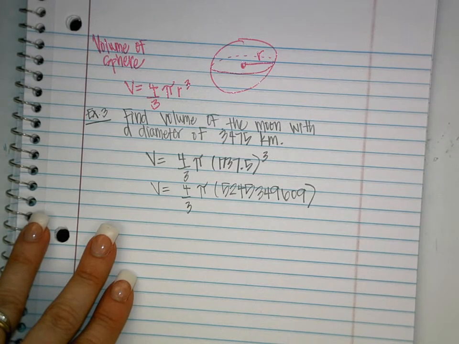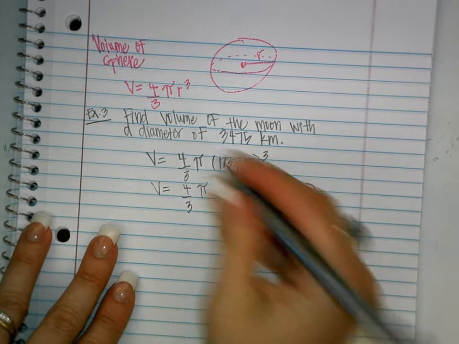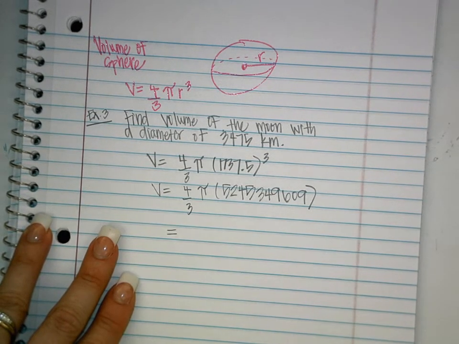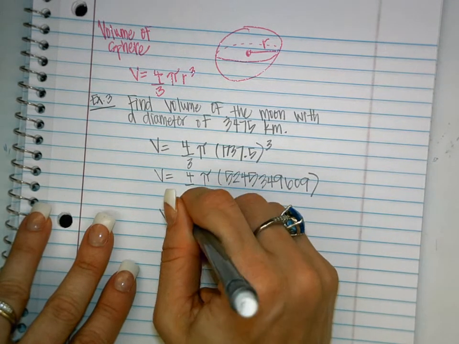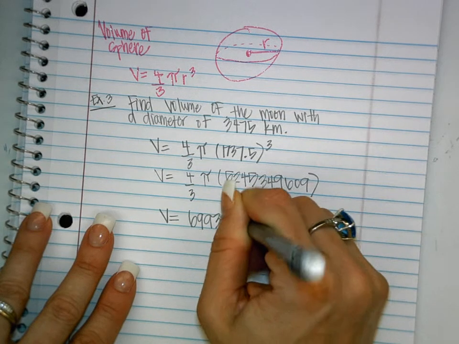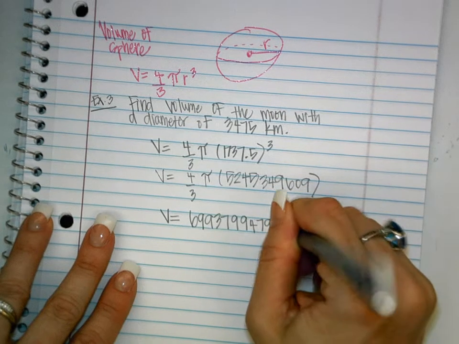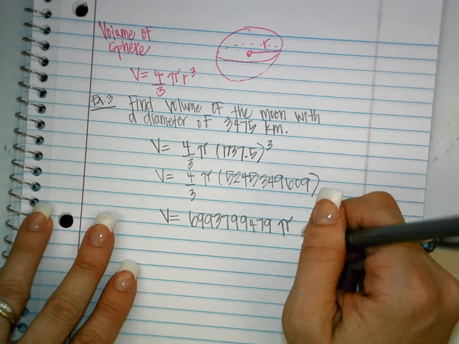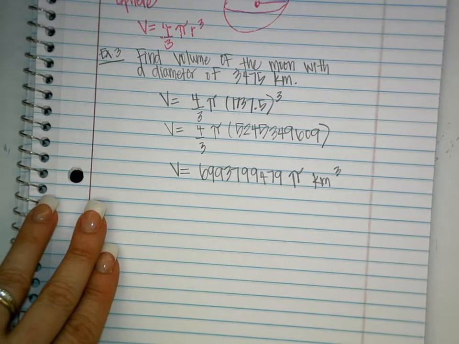That doesn't even look like a number. It's a very large number. Then we're going to multiply this by 4 and divide it by 3. So that's why I'm doing this for you guys on purpose, okay? So the volume of the moon is equal to 699,379,99479 pi. I didn't even have to multiply by the pi, thank goodness. Kilometers cubed. That's the volume of the moon.